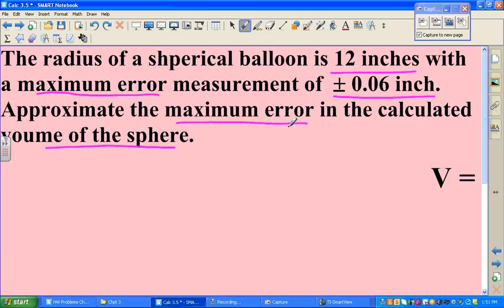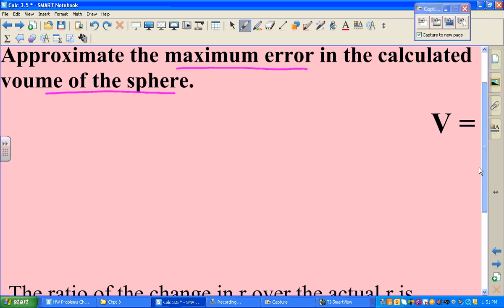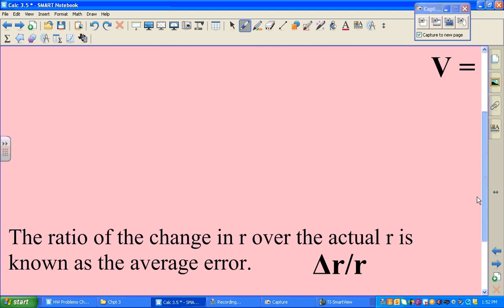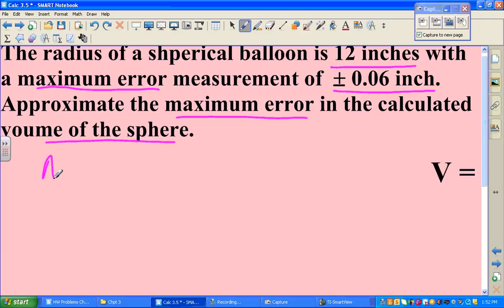Oh, keep going. Go further back. What's the average error? Delta W over W is the average error. Okay? So this one, the radius. Yep, it's like dy over y, dr over r, dv over v, dx over x. Thanks. The radius is 12 inches.